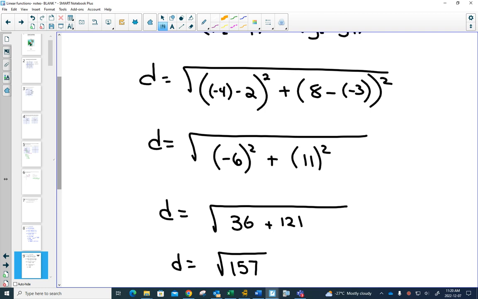To do a quick check, can we simplify that one? Can't divide it by 9. Can't divide it by 25. Can't divide it by 16 or 4. Can divide it by 49? No. This one doesn't simplify. This would be the exact answer.